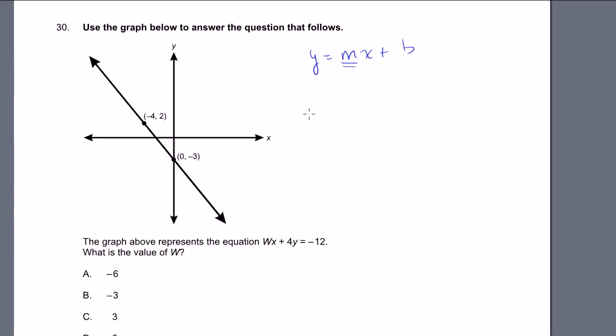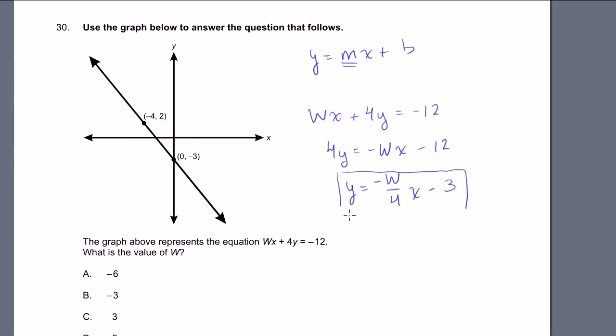So they said that the line is wx plus 4y is equal to minus 12. I just want to put it into the mx plus b form. So if we subtract wx from both sides, we get 4y is equal to minus wx minus 12. And then divide both sides by 4, you get y is equal to minus w over 4 x minus 3. So this is the equation of the line, and we have to figure out what w is. This right here, minus w over 4, is the slope of the line.